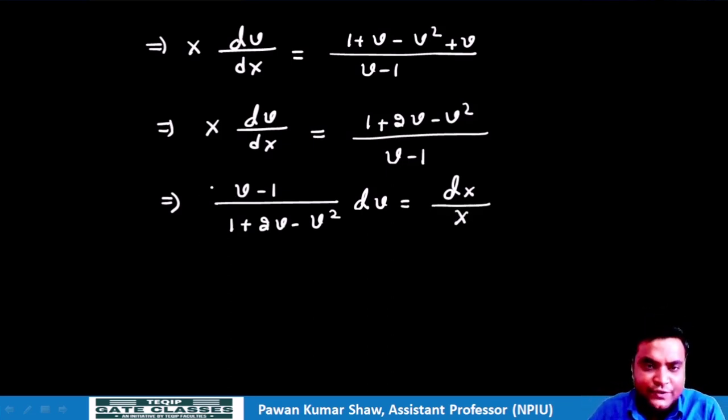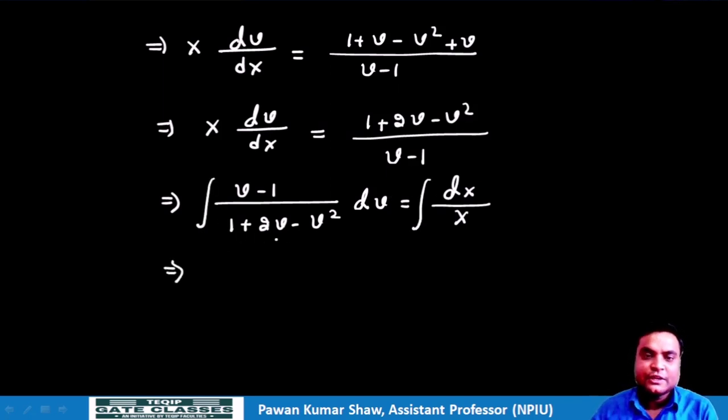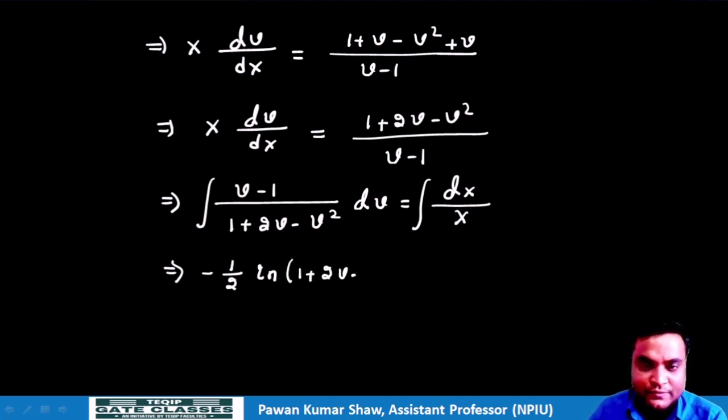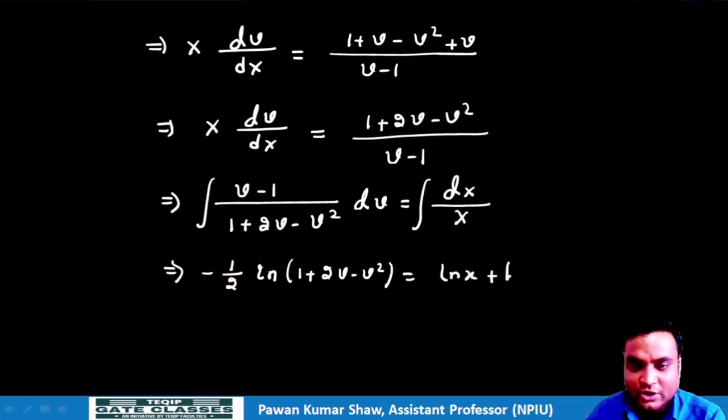Okay, so after that we can take the integration of this one. So how can we do the integration? We can assume that 1 plus 2V minus V square equals something, and after taking the substitution we will get 2 minus 2V. If you take the common minus 2, in that case we can write V minus 1. So overall we can write minus 1 by 2 log of 1 plus 2V minus V square, and this will be the log of X, and we are taking the constant as log of C, suppose.